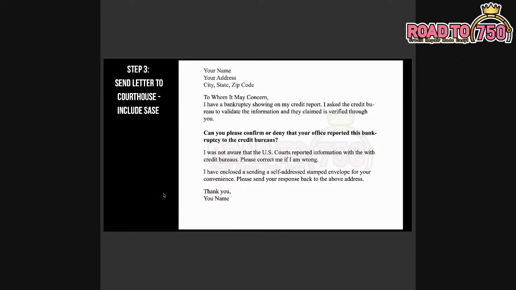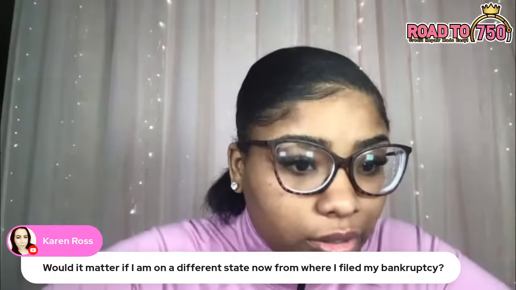So again, this goes to the courthouse or the courthouse that filed your bankruptcy. With this letter, you must include a SAS, which is a self-addressed stamped envelope. For those of you who are not familiar with what a SAS letter is, it's literally just an envelope inside of an envelope, right? That already has your information filled out. Let me find an example, because I want to make sure that you guys send this, because they most likely will not reply if you do not include a SAS. So it's super important for you guys to include that. Do not skip this step. I have a picture right here.